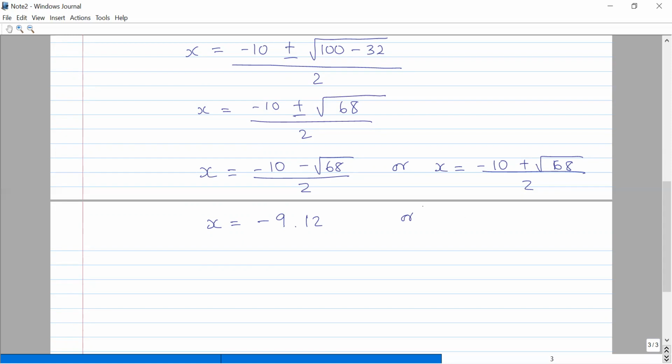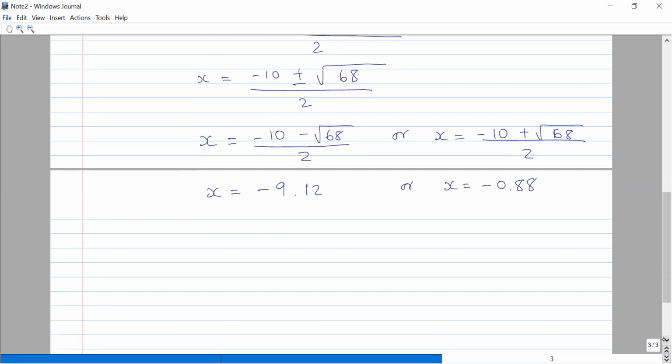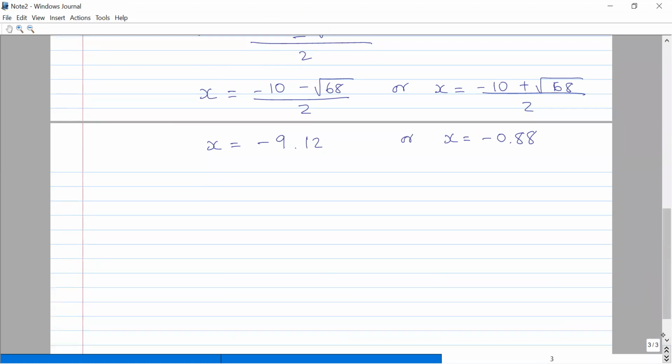Okay, we get minus 0.88. We got a minus 0.876 because we're rounding up to two decimal places, so we rounded up to 8. So that is our answer for this one. Okay, so let's move on to the next question.